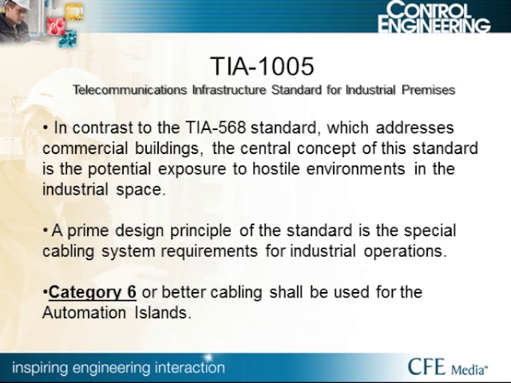The standard also states that Category 6 or better cabling should be used even if those PLCs, drives, or HMIs may only have a 10 or 100 megabit per second Ethernet port. Remember, 100 megabit per second Ethernet only requires Cat5e according to the TIA 568 standard.